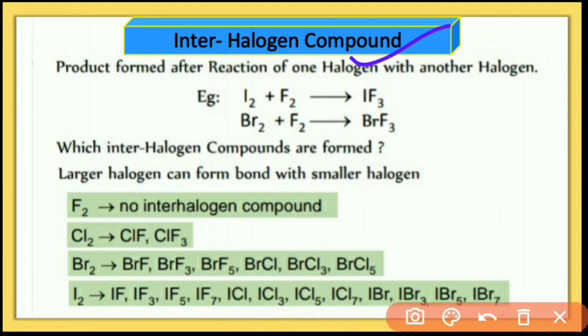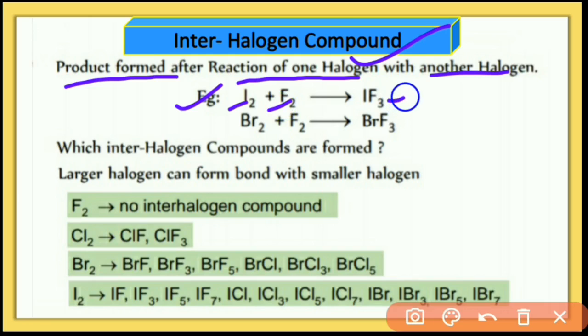Interhalogen compounds. Products formed after the reaction of one halogen with another halogen. It means when two halogen atoms or molecules react, they form interhalogen compounds. For example, an iodine molecule reacts with a fluorine molecule to form IF3, an interhalogen compound. Similarly, when a bromine molecule reacts with a fluorine molecule, it forms BrF3. Both are halogens, so the compound is known as an interhalogen compound.